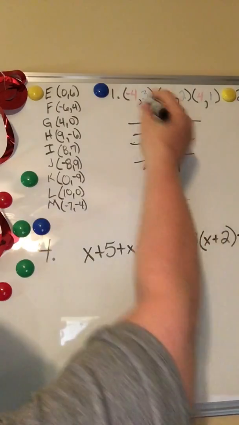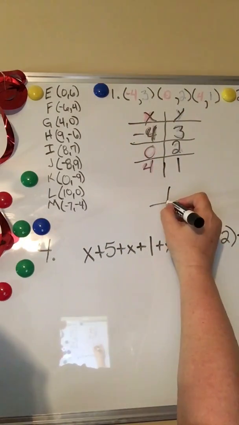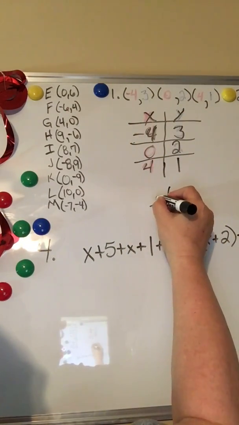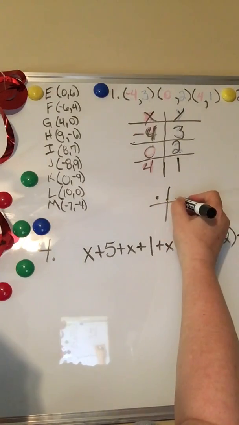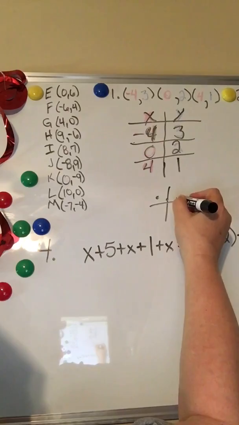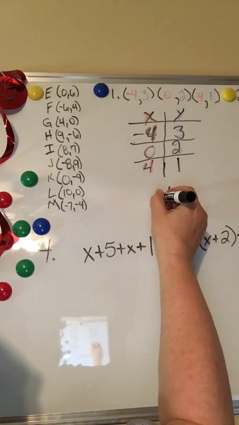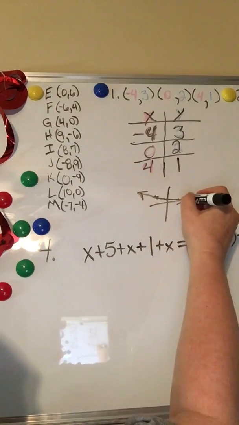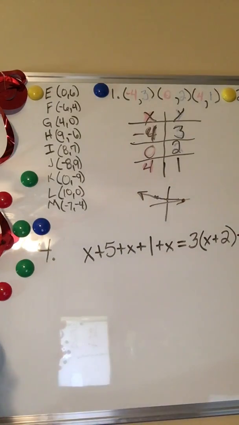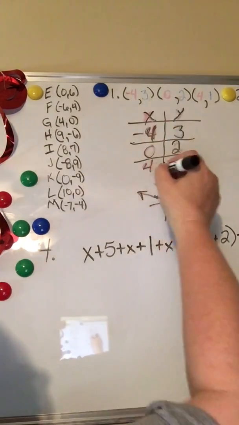So if we were to graph those on the line, we'd go negative 4, 3, then we would have 0, 2, we'd have 4, 1, and we can find out if those are in a straight line, which they should be. What would be another point? Like, what's the point right there? We would be able to figure that out. So you can do it by this.